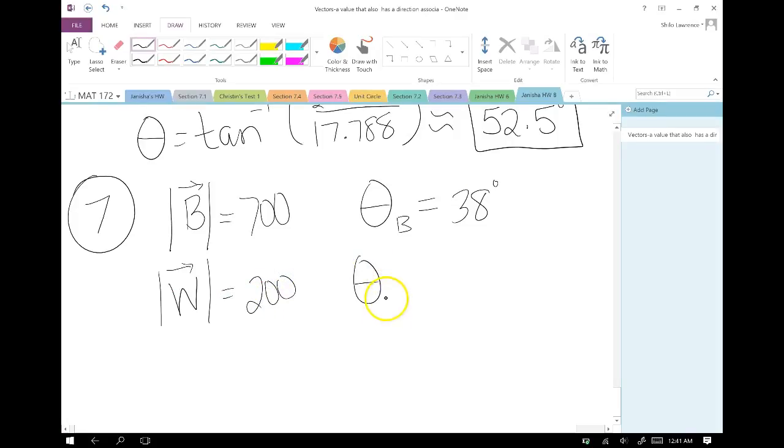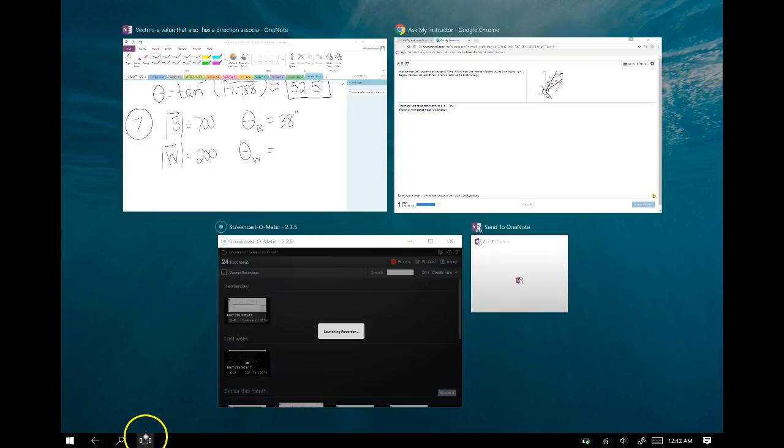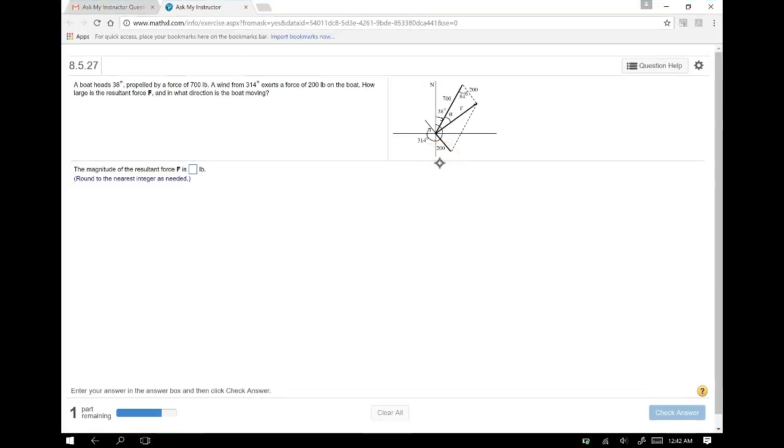The trick in this problem is that we are not going to use 314 for the angle, and it's because it says the wind is from 314. We want to know what direction the wind is going to, what direction it's actually moving to. So the boat is moving in a direction of 38 degrees. We want to know what direction the wind is moving in, not where it's coming from, but what direction it's moving in.